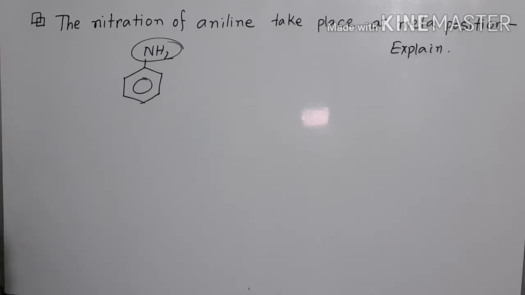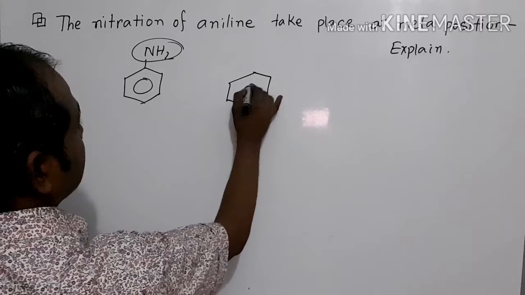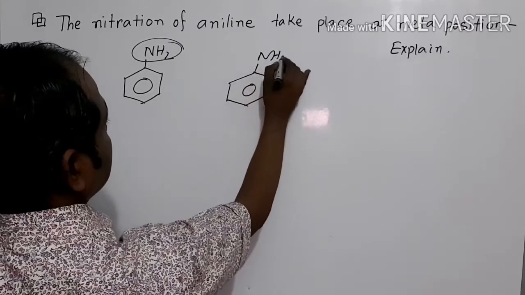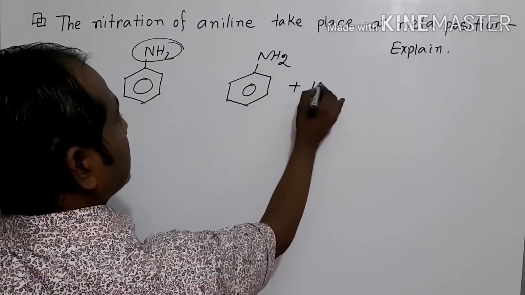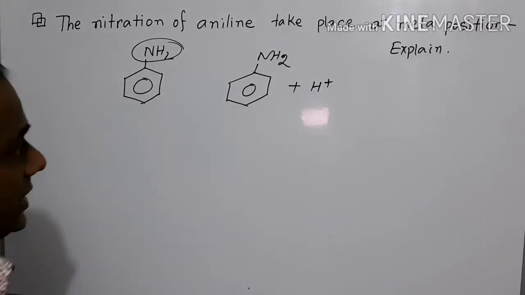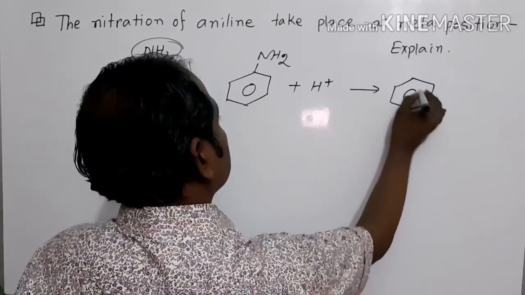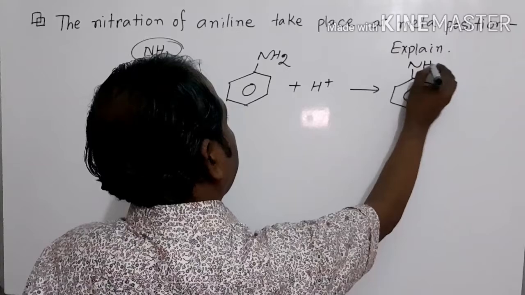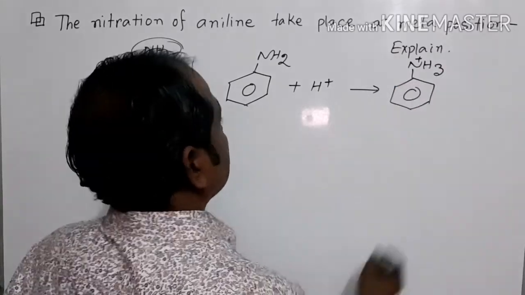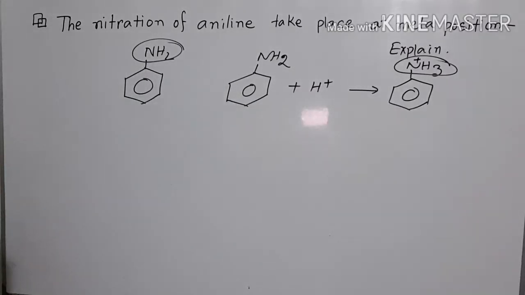But in nitration, this aniline takes a proton from acid and it produces anilinium ion. This group is a meta directing group. That's why we get meta product.